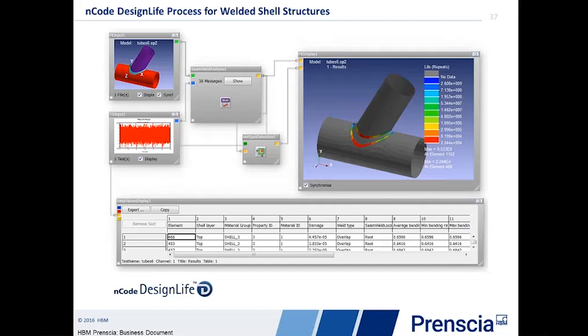And again, what comes out of this is not only the life or damage, but things such as the max structural stresses used in the calculation, actual max and min, bending ratios, configuration type. So this all comes out as results to you.